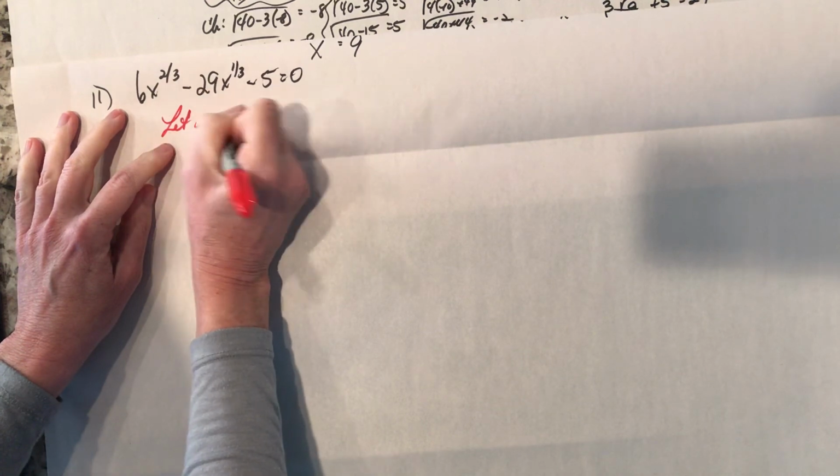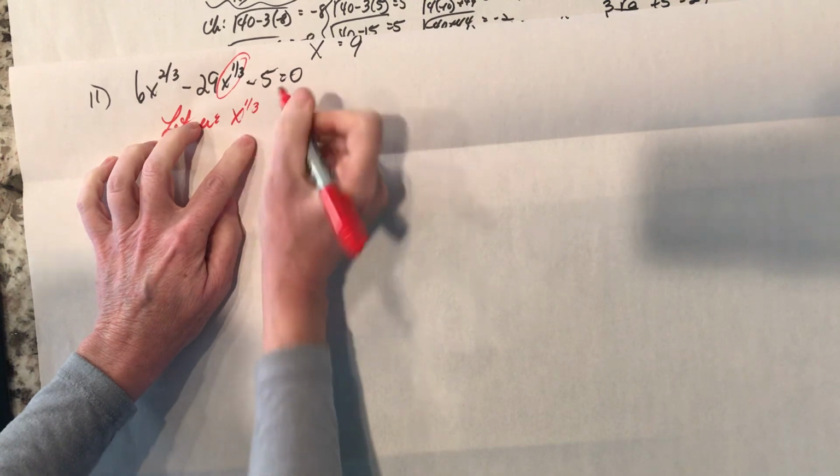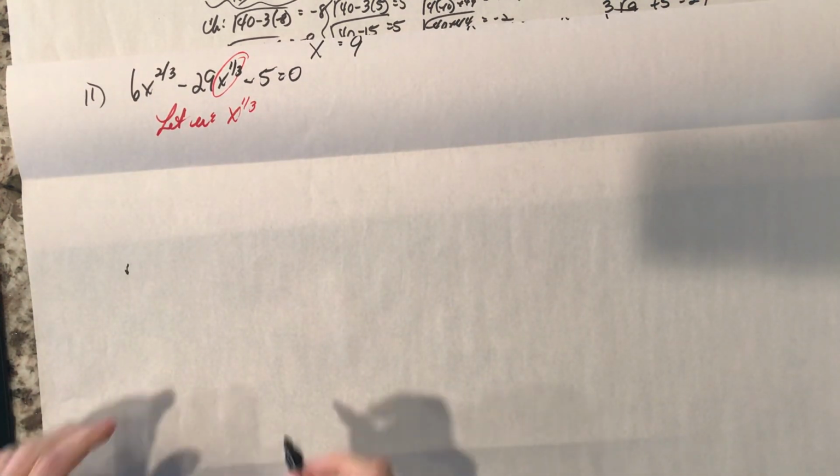Okay, another mu problem. We need to make this look a little more quadratic. So we're going to let mu equal whatever sits behind the b. That's x to the 1/3. Okay, so let's go translate this by substituting in mu's.